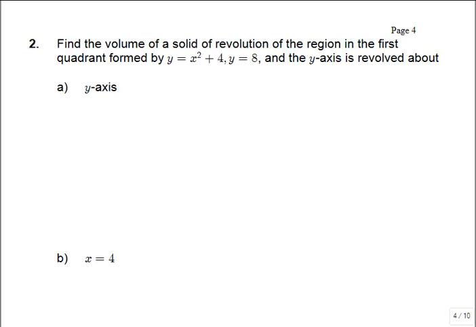Okay, on the next example, we want to find the volume of a solid of revolution of the region in the first quadrant formed by y equals x squared plus 4, y equals 8, and the y-axis, and it's going to be revolved around the y-axis to start. So if we draw this region that is being bounded, we're going to start with that parabola, y equals x squared plus 4, which is just a parabola that's been shifted up 4 units. And then y equals 8, since this is starting at 4, would be somewhere up here.